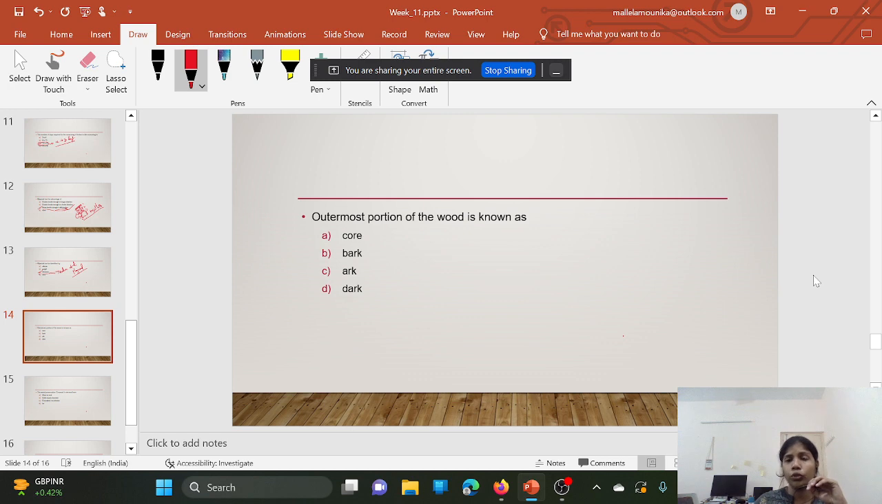And I have shown you the structural features of the stem. In that, the outermost portion of the wood is known as the bark, the outer portion of the wood that we are able to see with our naked eye, right? So the outermost portion of the wood is known as the bark.